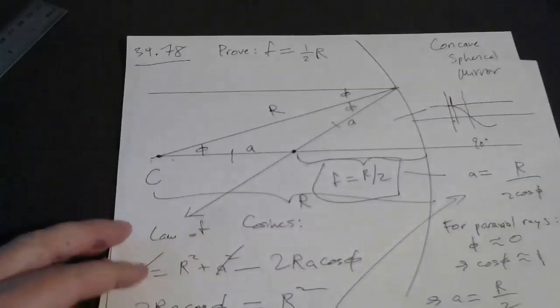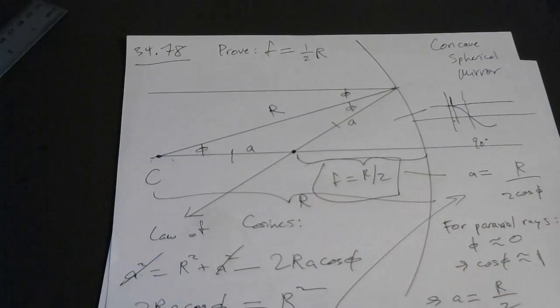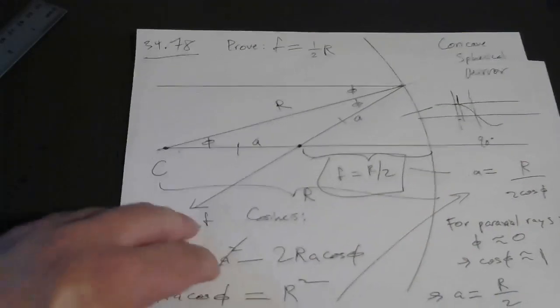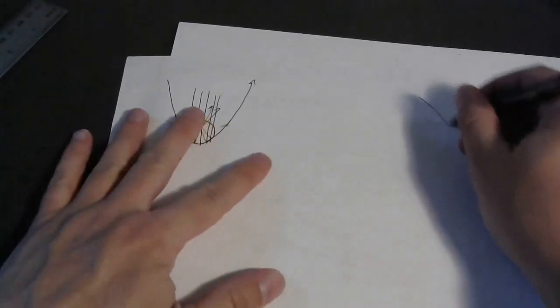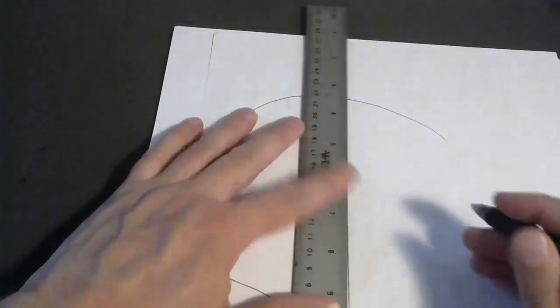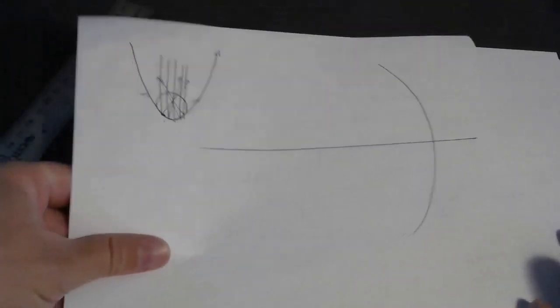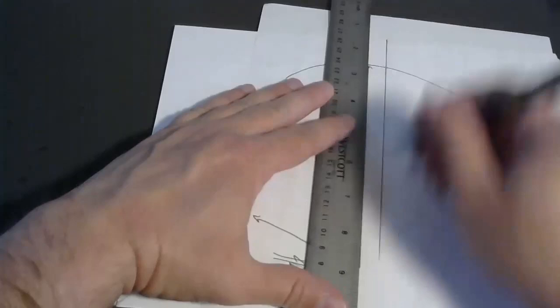That wasn't hard to prove. We just needed the law of reflection. We used a little bit of geometry, the law of cosines, and then the recognition that for small angles, the cosine of phi is roughly equal to 1. Okay, now be aware. Let me do a quick drawing for you here. If this was an actual spherical mirror, if I think of this as my optical axis, then I'll draw some rays coming in parallel.